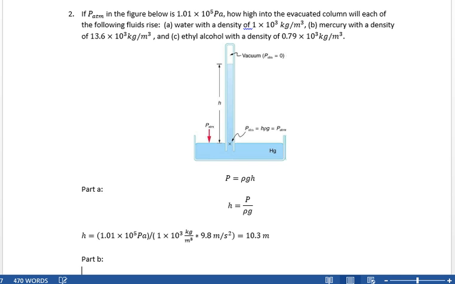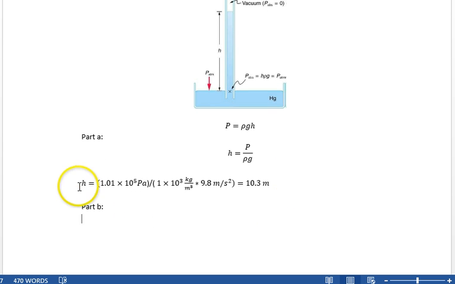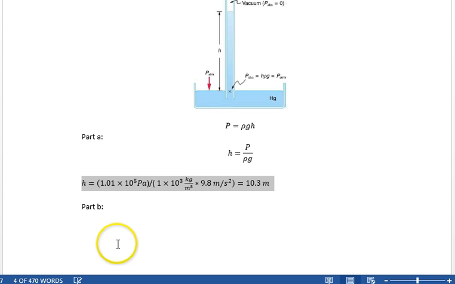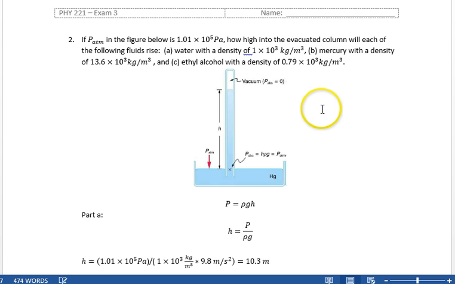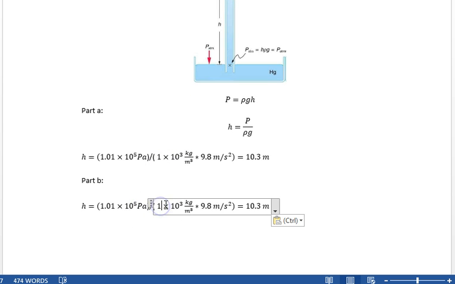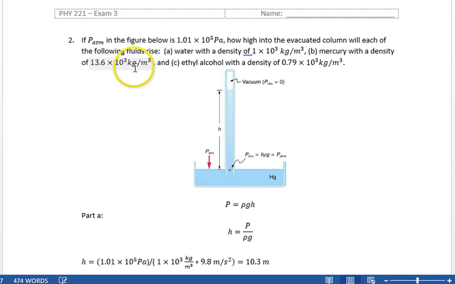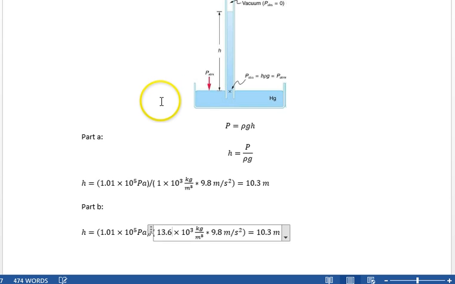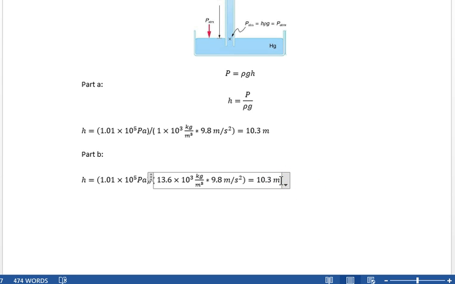Part B. Everything is pretty much the same except what? Our density is now 13.6 times 10 to the 3rd kilograms per cubic meter. All right? And what does that mean our answer comes out to be?